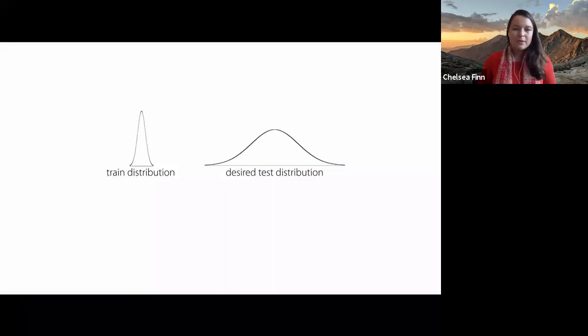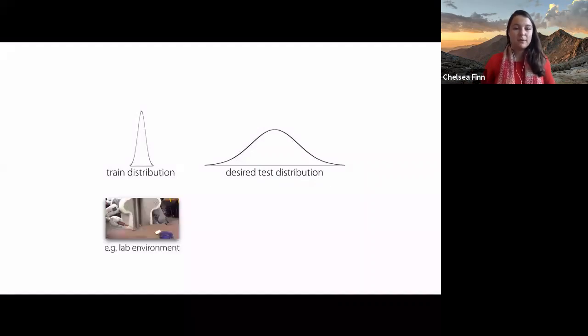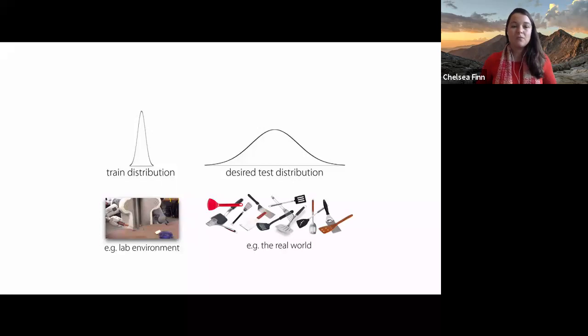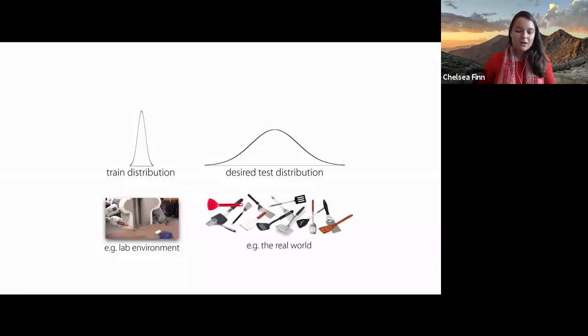So one way to think about this problem is from the machine learning standpoint. Essentially, we have this mismatch between the data distribution that we're training the robot on and the desired test distribution. For example, we're training the robot in the lab environment, and we want our robot to be able to generalize to the real world. And now from this standpoint, it seems like machine learning isn't going to work in this setting, and we need to think about something else.